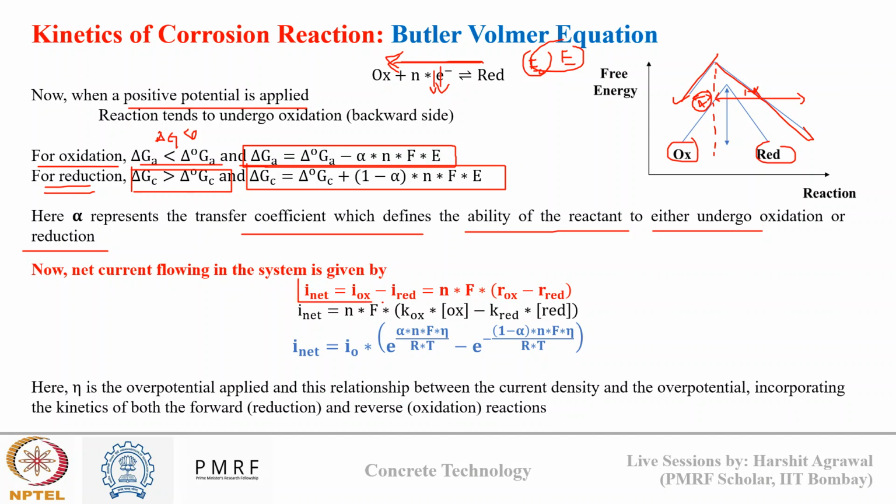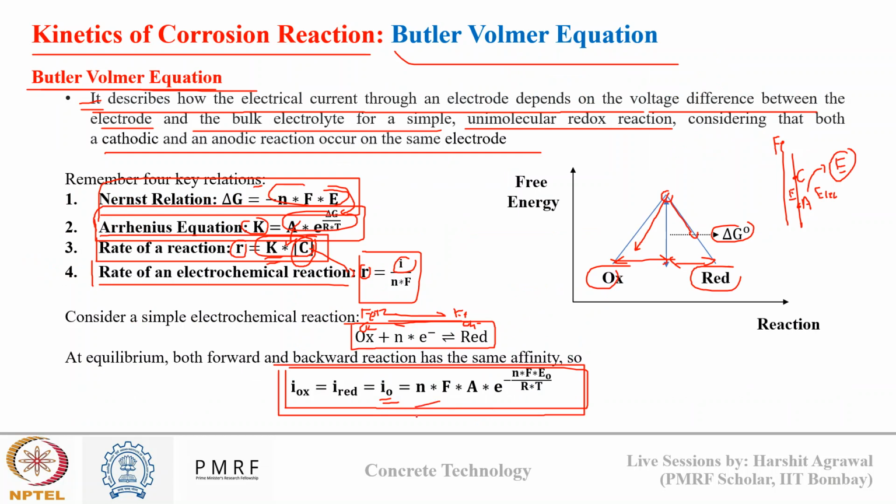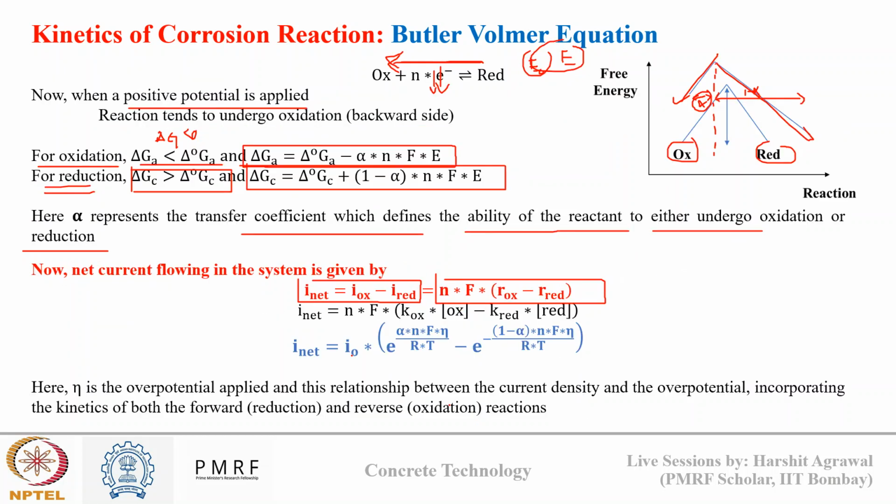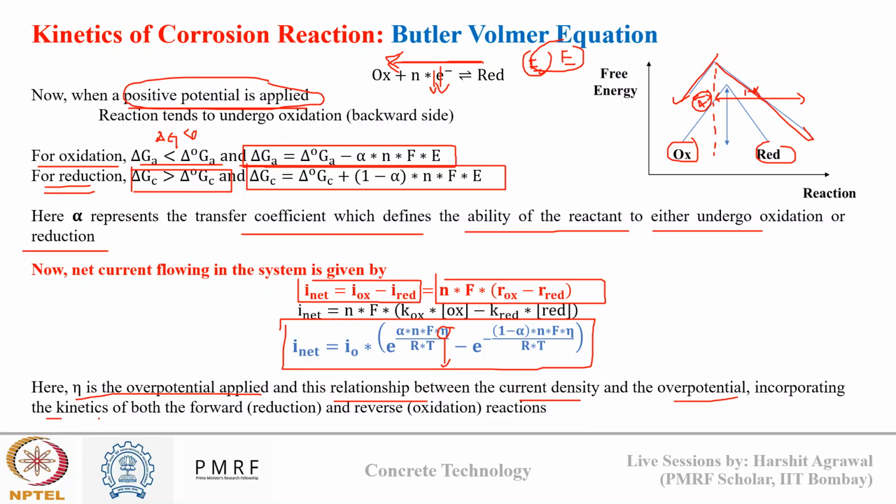So I net I can write as I oxidation minus I reduction, that is nothing but nF into R oxidation minus R reduction, the rate of oxidation reaction minus rate of reduction reaction. So using the same relationship that we derived earlier, I will write it for both oxidation and reduction, and I will get this final equation, where eta is the positive potential that we have applied to the system, which is also known as polarization. You can see here eta is the overpotential applied, and this relationship between current density and overpotential, incorporating kinetics of both forward and backward reaction, is known as the Butler-Volmer equation.